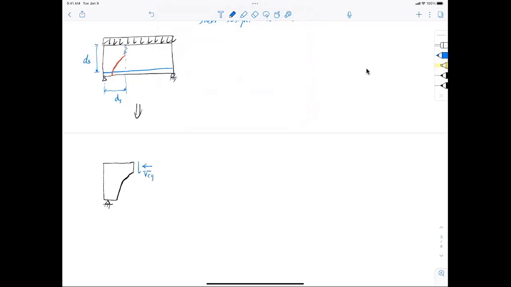And the reason why I call it VCY with an arrowhead is that VC is the concrete shear resistance, Y meaning the vertical direction. Still, this is my y-axis, and this is my x-axis. Okay, so that is called VCY.